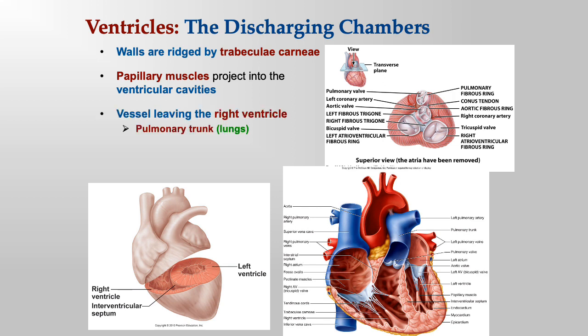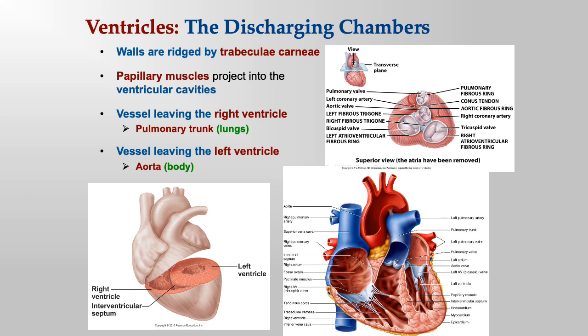So the vessel leaving the right ventricle is the pulmonary trunk. The vessel leaving the left ventricle is the aorta. So look again here. See the big giant red blood vessel on the bottom illustration. That's the aorta. Then on the right side of the illustration is the pulmonary trunk. Notice on the left side there's also big blue vessels. Those are the vena cava, all right?